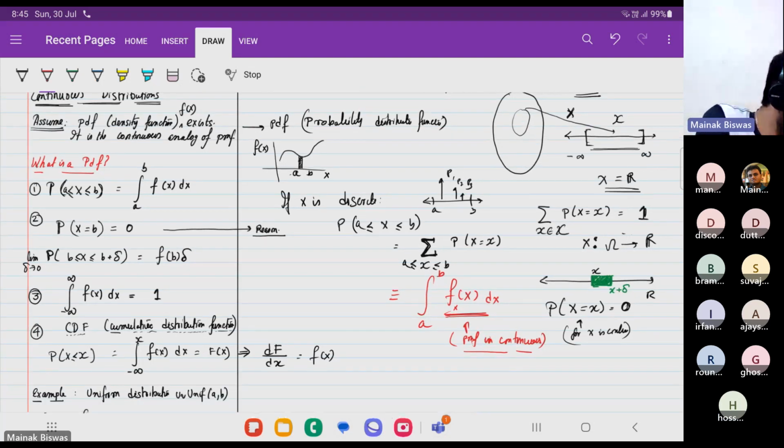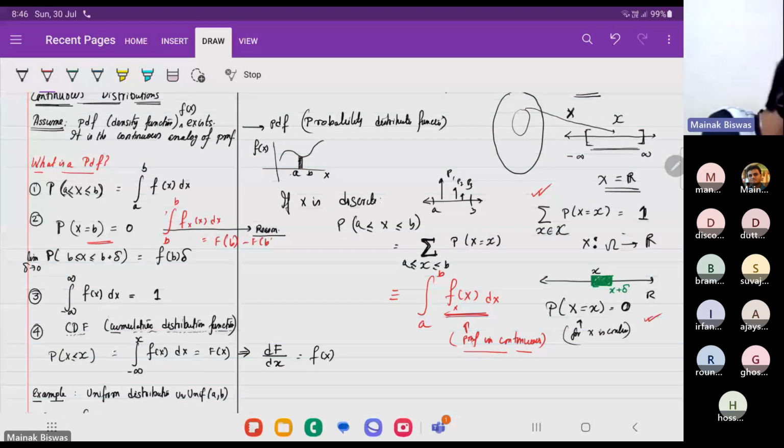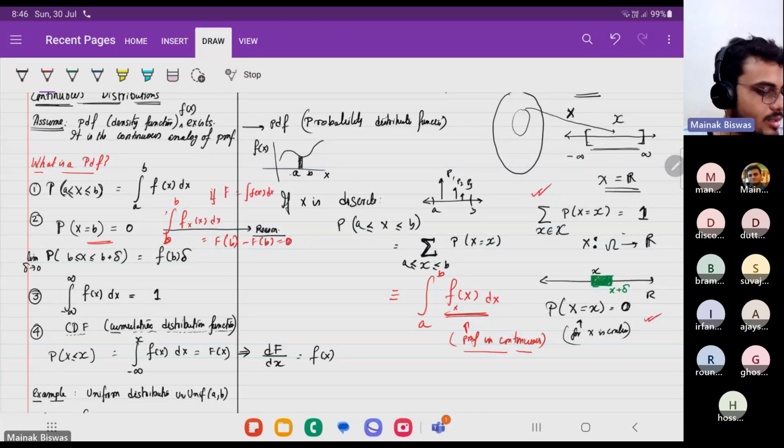Okay. So now you see what is the probability that X is equal to B. The reason I have already given you. For a single value, it's going to be zero, because what is the integral from B to B of any function? It is F(B) minus F(A), by the fundamental theorem of calculus. From the same range, if you try to integrate. Is it okay? Yes.